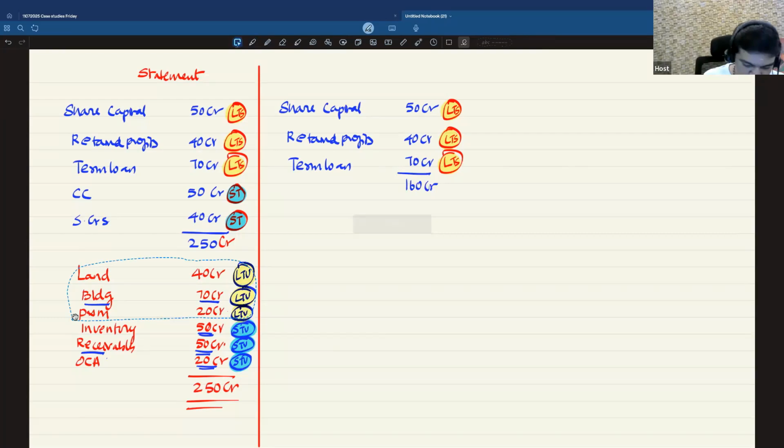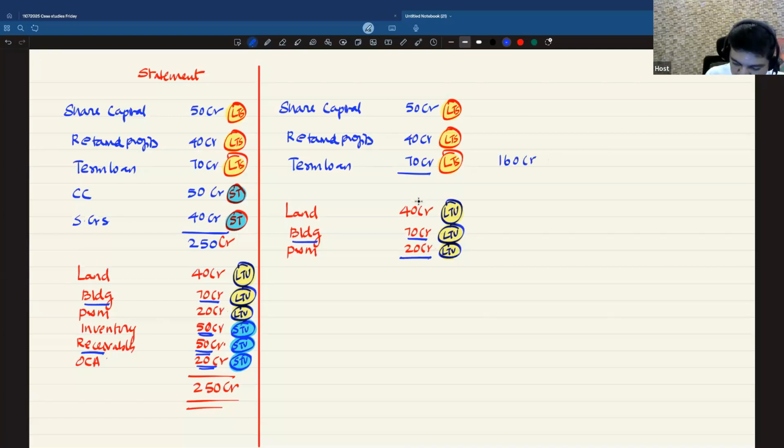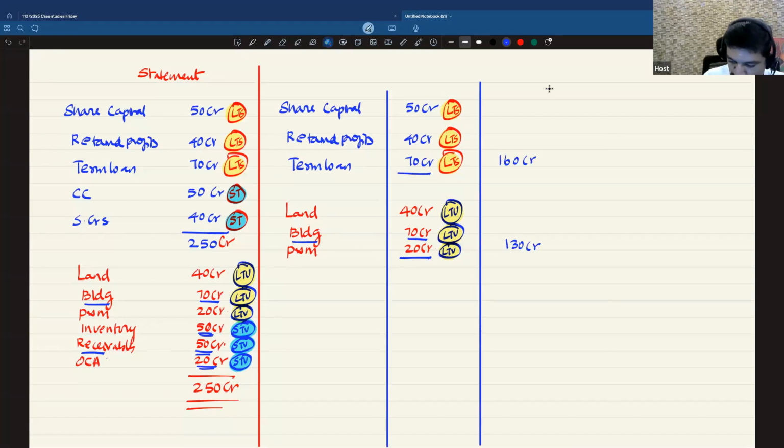Let me copy this and place that here. So these are all the long-term uses. And if you see the long-term use total, okay, I'll put this total over here. The total is 160 crore. Okay. And I'll put this total over here. 40 plus 70 is 110 and 20 is, so it is 130 crore. Okay. So the long-term sources total is 160 crore and long-term users total is 130 crore.